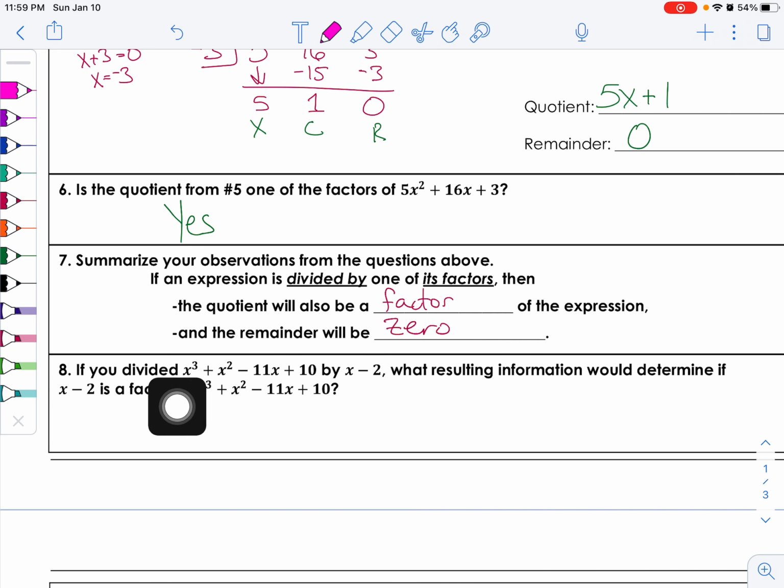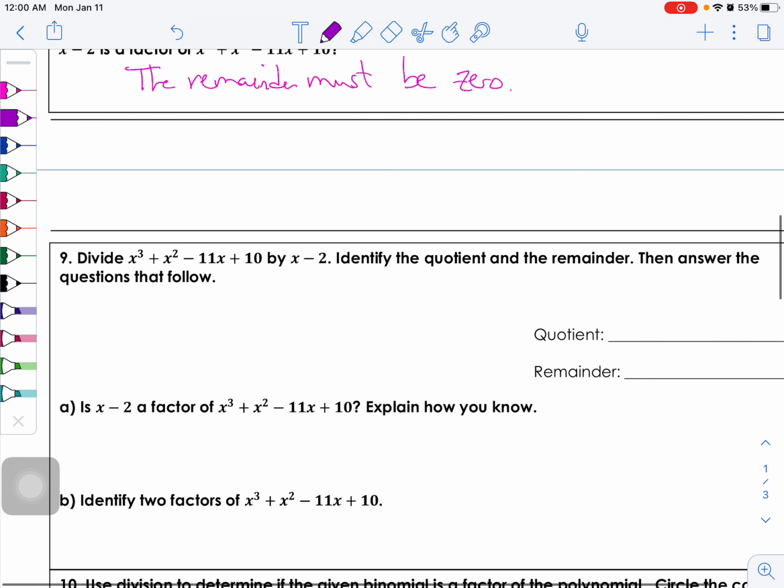All right, so problem number 8. If you divided x cubed plus x squared minus 11x plus 10 by x minus 2, what resulting information will be determined if x minus 2 is a factor of that polynomial? And remember, you've already done the division, so the remainder must be 0. Again, this is that idea of the remainder theorem. So we're doing the remainder, the division, but in order for the factor theorem to work, the remainder has to be 0. That's the idea here.